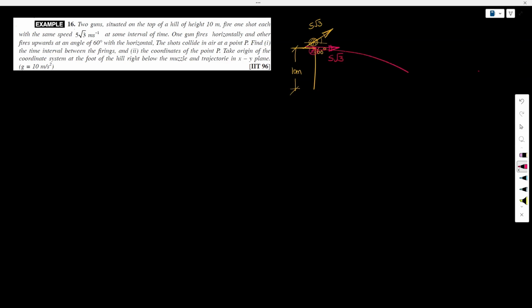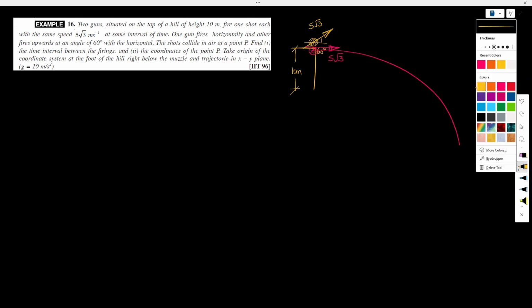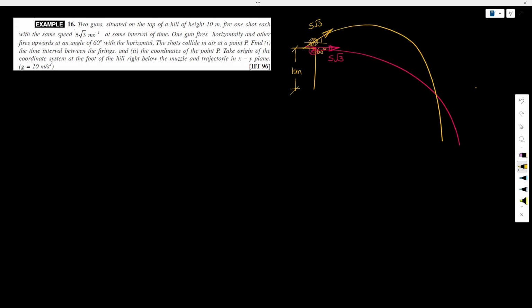So this one is going to come like this, and the other one will travel up and it will come like this. I do not know. Let's say this is the point P where both of them meet. So that is going to be the ground level. So that cannot be 10 meters because it has to be some down, right? So let me bring it down further. So that is 10 meters. And I do not know at what height they are meeting each other.